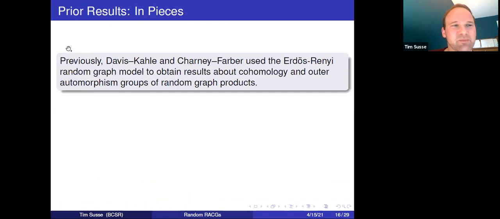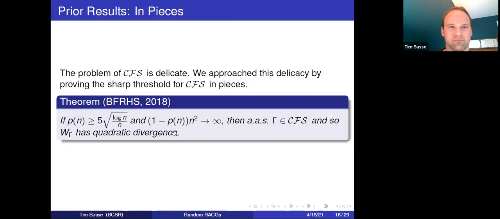Okay, so just some prior results in this vein. Before we got started on this, Davis and Kahle and also Charney and Farber used the Erdős-Rényi random graph model to obtain results about cohomology and outer automorphism groups of random graph products, in a slightly different vein than where we were looking. When we start looking at CFS, the first thing we notice is that the problem of deciding whether a graph has CFS is fairly delicate. And so what we did in 2018 was work to pin down roughly where the threshold was.